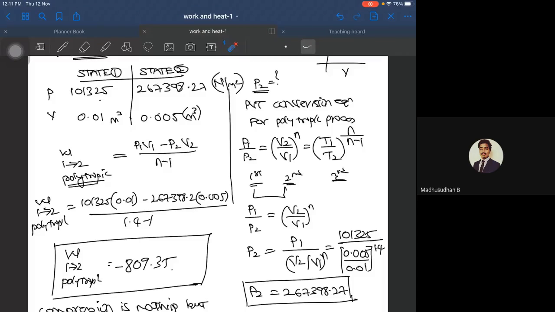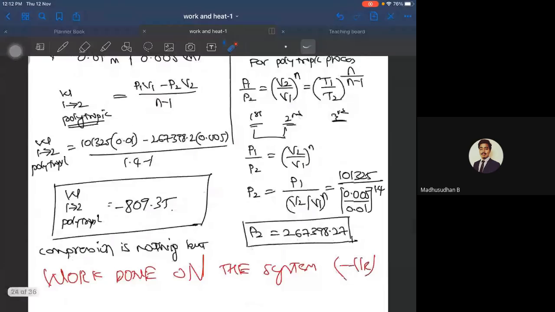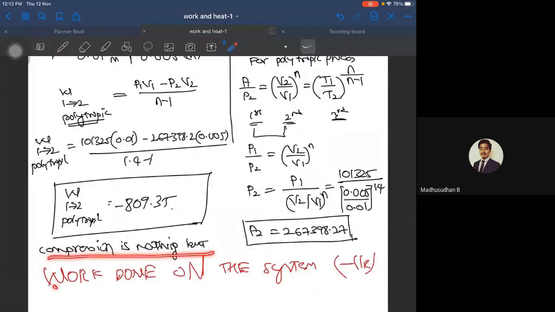Why is it negative? Can anyone answer? If you calculate it, you'll get a negative value. Why should it come negative? Work done is on the system. Excellent, Muhammad Khalil. It is work done on the system. Compression means you must work on the system to compress a gas. Expansion can occur on its own, but compression needs work on the system. If you are working on the system, then it is negative. So compression is nothing but work done on the system. That's why it is negative.